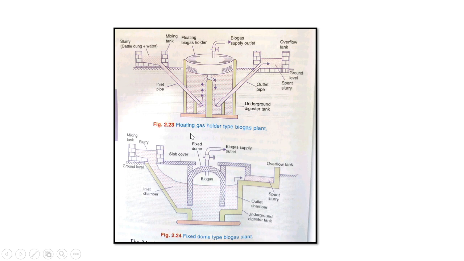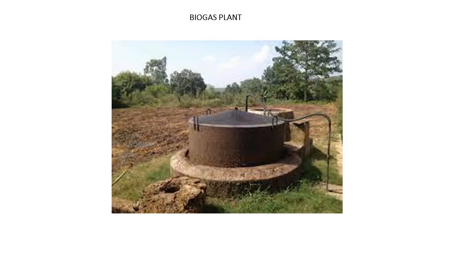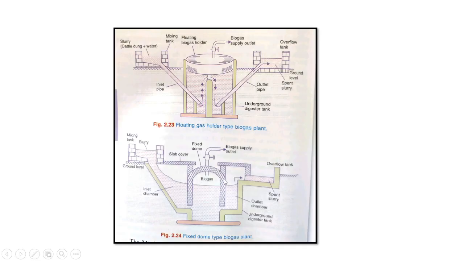Okay, so the slurry is passed through this chamber or this inlet chamber, then this is the outlet chamber. Okay, and by these pipes, or these outlets, the biogas is collected from this outlet. Okay, so this is an overflow tank. Okay, and the dome is fixed, as you can see, the dome is fixed, that is underground. So only the portion you can observe is this one, the dome portion.